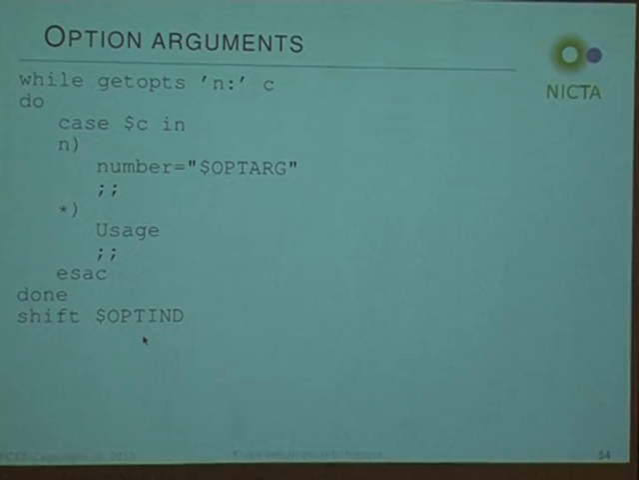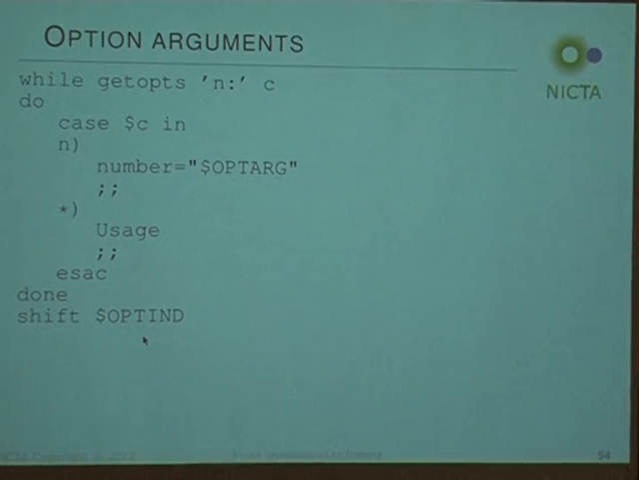So in this case, we're looking for something that looks like -n3 or something like that. And we don't care whether it's -n3 or -n 3 on the command line. Okay? So we do say while getopts n and then the name of some variable. It doesn't matter what it is, your choice. Do. And you typically do this with a case statement inside.